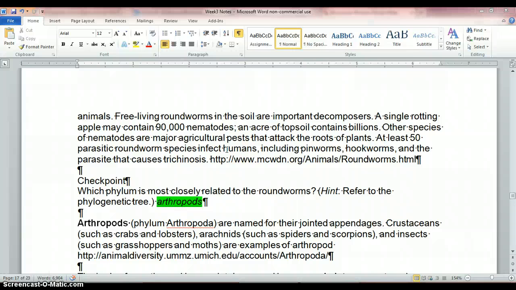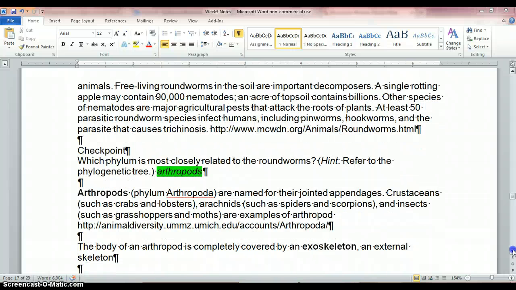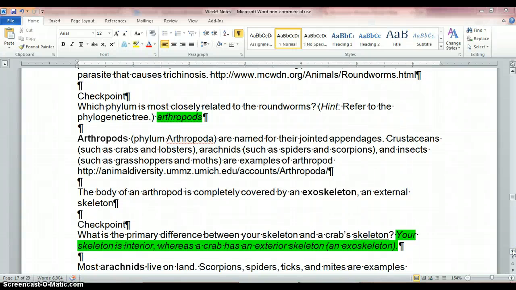A single rotting apple may contain 90,000 nematodes. An acre of topsoil contains billions. Other species of nematodes are major agricultural pests and attack the roots of plants. At least 50 parasitic roundworm species infect humans, including pinworms, hookworms, and the parasite that causes trichinosis. And then there's a link for you to look at roundworms. So they're really very, very common, and they have bilateral symmetry, right? And obviously the cylindrical body. So let's go over to arthropods.